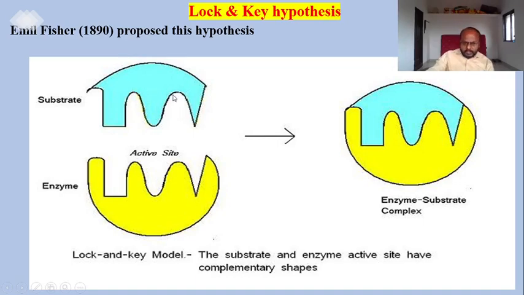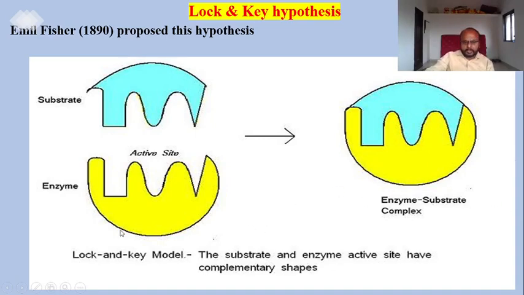The key is specific for the lock. In a similar way, the substrate is also specific for the enzyme, and therefore the substrate fits into the enzyme just as any key fits into its particular lock. Then the enzyme substrate complex is formed, then the product is formed and the enzyme is released. So this is called the lock and key hypothesis.